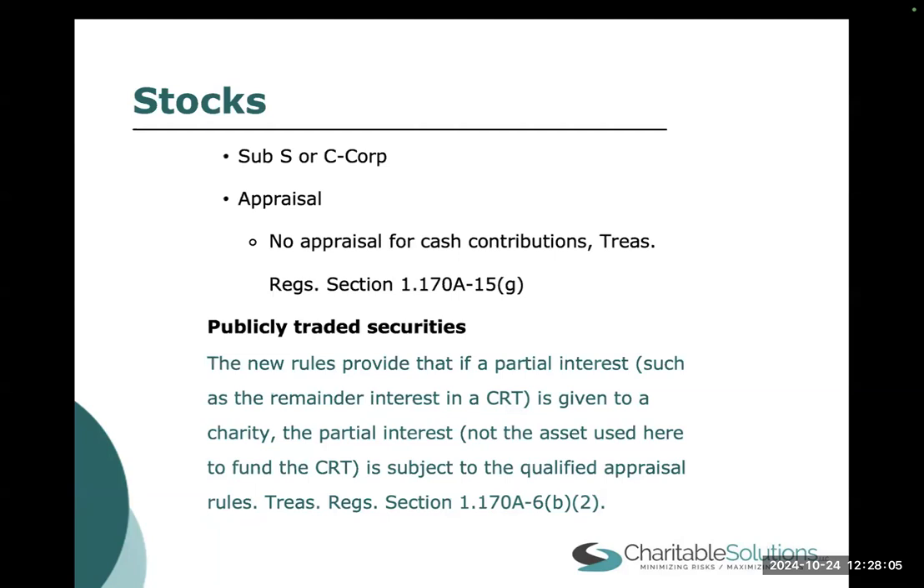Well, anyway, in Jonathan's article, he mentions that one of the regs, in how it's interpreted, provides that if a partial interest, such as a remainder interest in a CRT, is given to charity, the partial interest, not the asset itself, is used to fund the CRT. And in Jonathan's example, he was talking about publicly traded stocks. That's something most individuals are kind of shocked to hear.